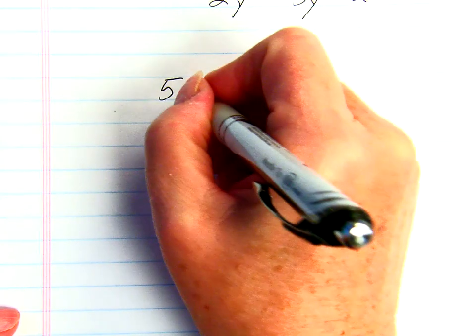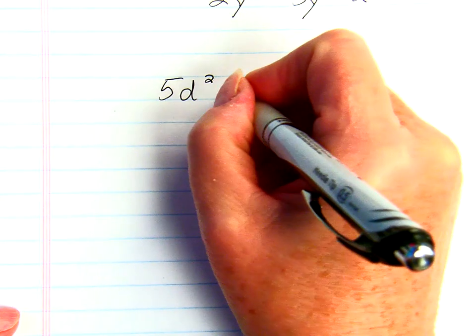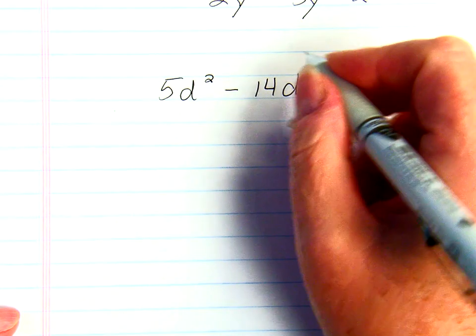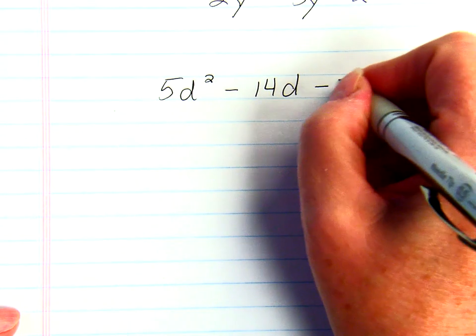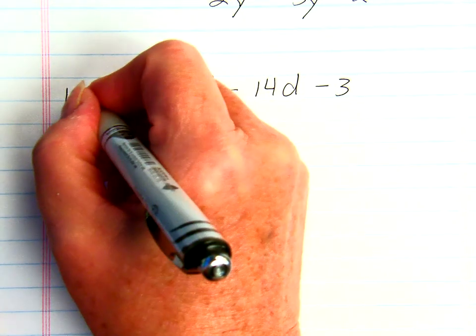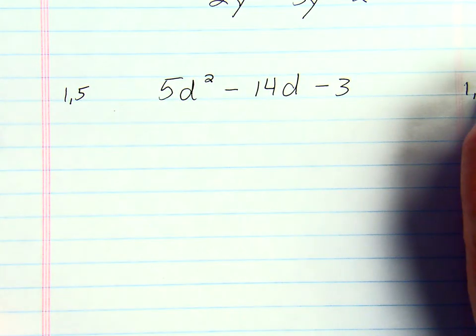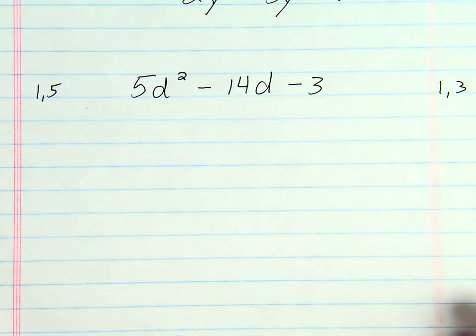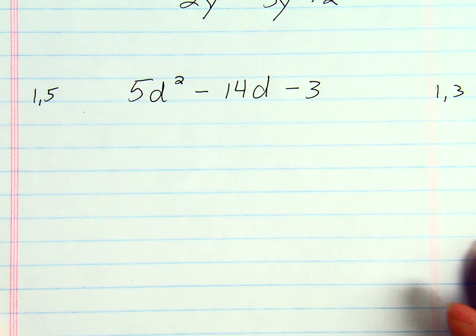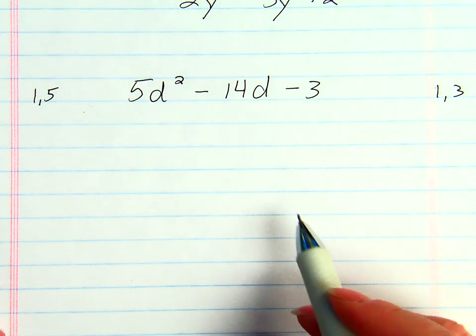So 5d squared minus 14d, and this is going to be negative 3, minus 3. Okay, so easy enough with our factoring. We only have our options of 1 and 5 and 1 and 3. Oh, it appears that I did not have my factoring visible. Oh well, not the first time I'm going to make a mistake.